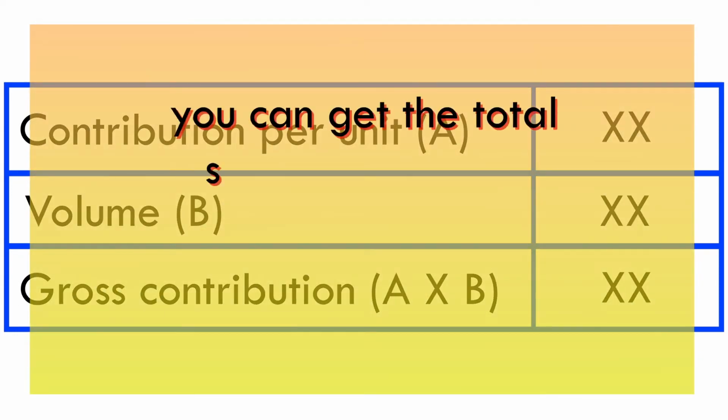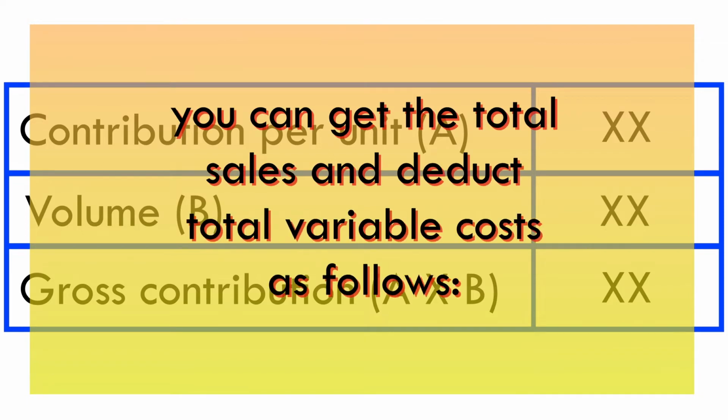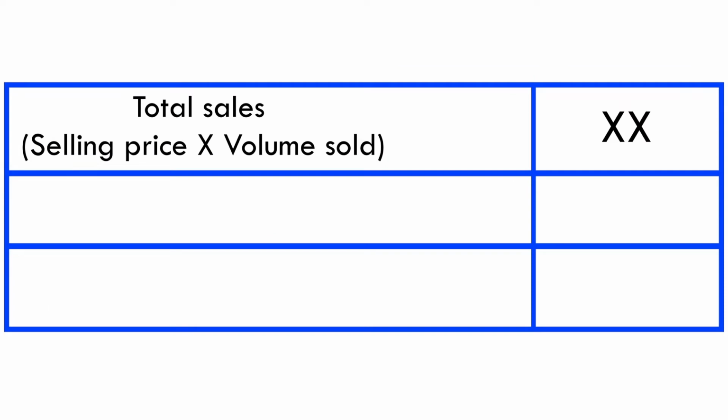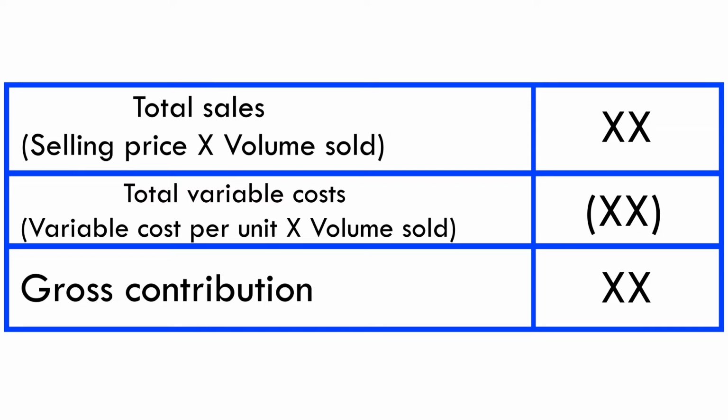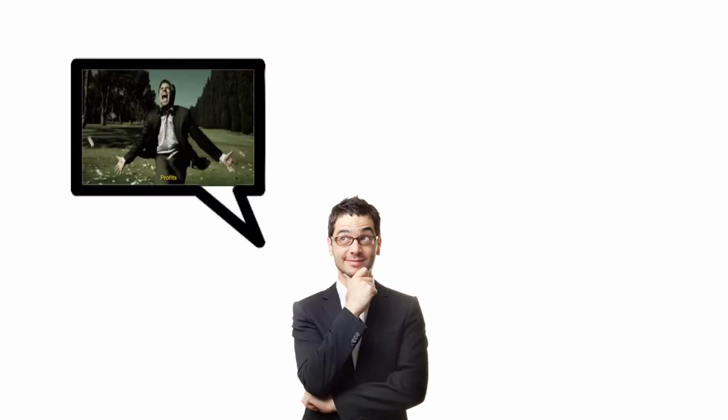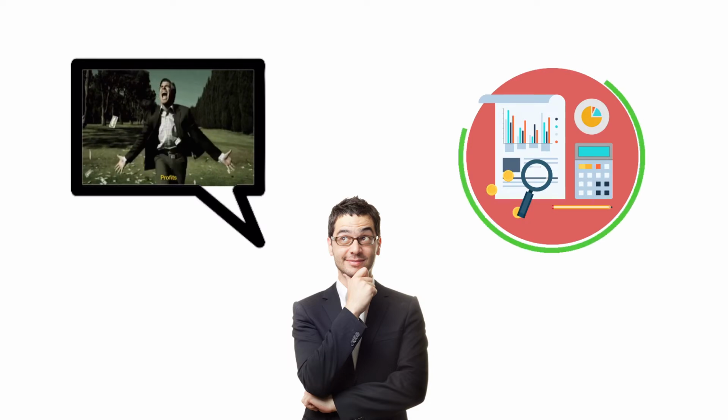Alternatively, you can take total sales and you deduct total variable costs as follows. So total sales, which is selling price times volume, right there, and then total variable cost, which is variable cost per unit times the volume sold. That gives us gross contribution. When making short-term decisions, profit is not of particular importance since it depends on the volume of sales. As such, contribution is a more relevant concept.